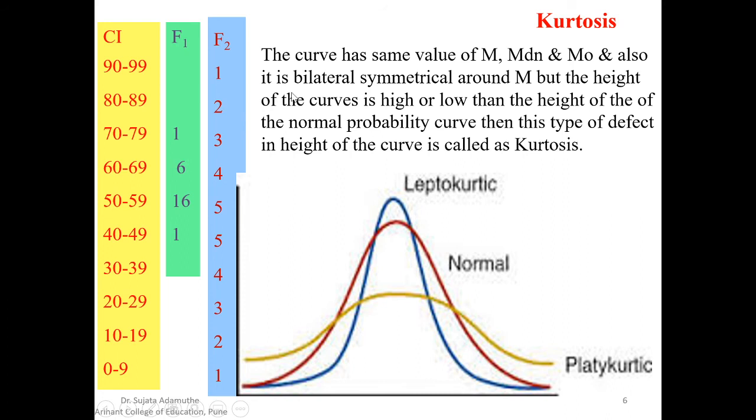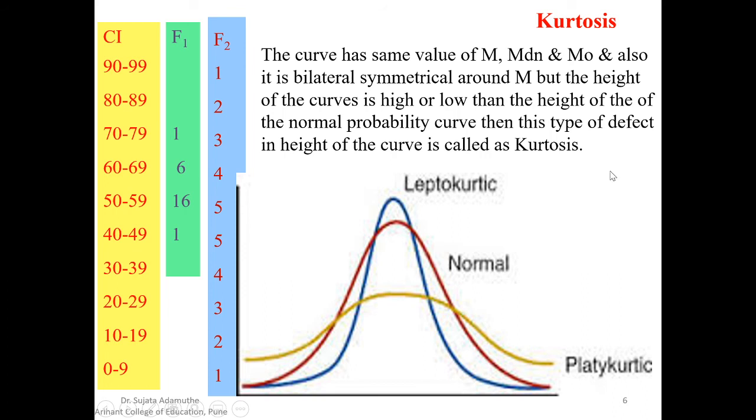That means it is bilaterally symmetrical around M, but the height of the curve is higher or lower than the height of the normal probability curve. Here, compared to the normal probability curve, the first group's curve height is higher. And if you observe the second group's curve, its height is not like the normal probability curve. It is less than the normal probability curve. So such curves we call kurtosis. The curve is called kurtosis.